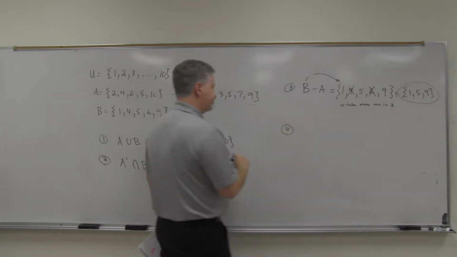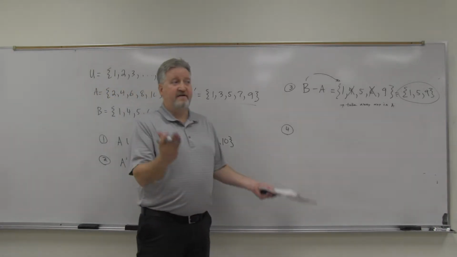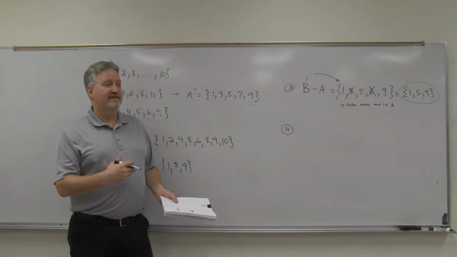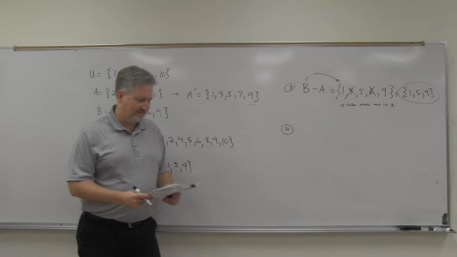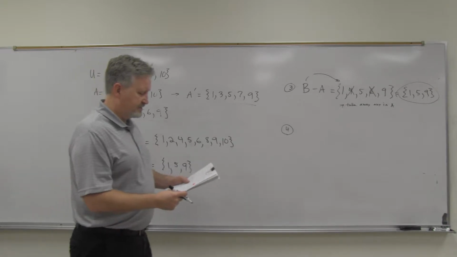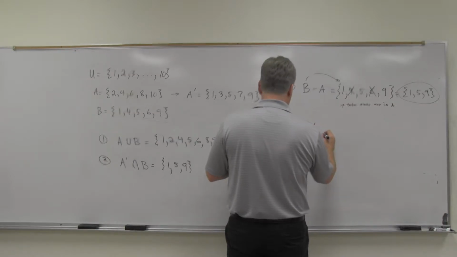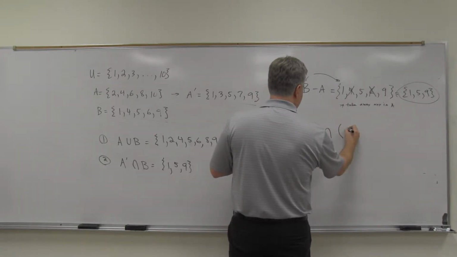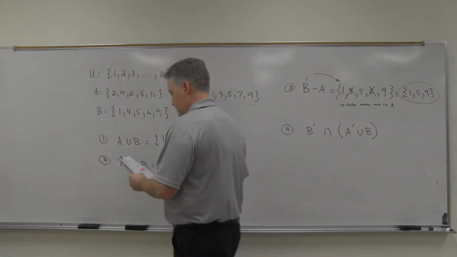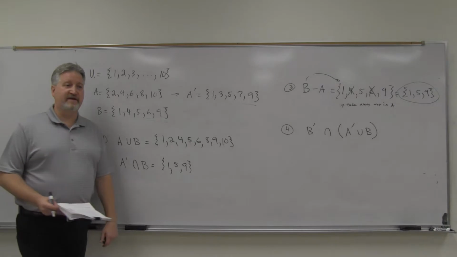Now this one, a little bit trickier because on these set operations, we can have more than one set operation in a particular problem. So this is one of those. All right, so let's do it. Let's do B complement intersection parentheses A complement union B.